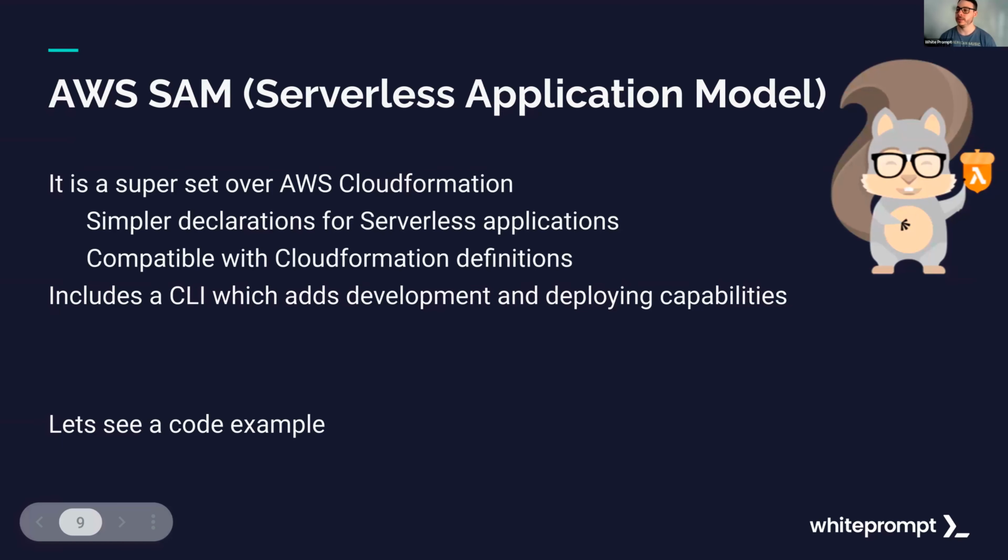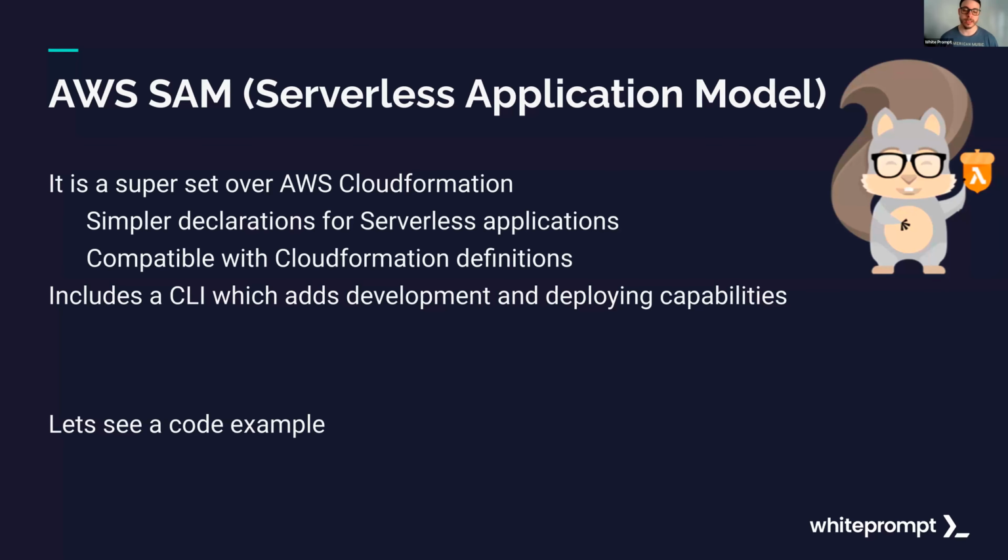Now let's jump to AWS SAM. So SAM is a superset over CloudFormation, so it's backwards compatible. It offers simple declaration for serverless applications, and as I say, it's compatible with CloudFormation. And it includes a CLI which adds development and deploying capabilities, also local testing.